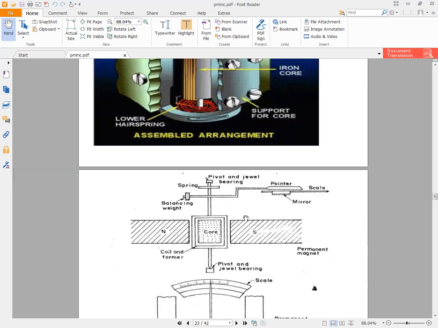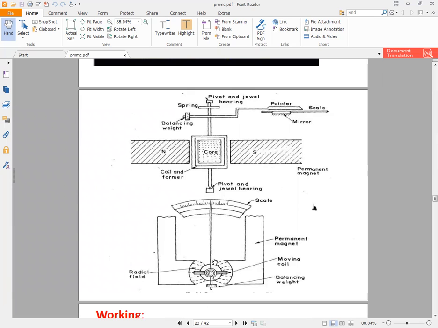The force is exerted on, or experienced by, the conducting material. So in the magnetic field we are placing the coil, which is a conducting material, and therefore in the conductor the force will be exerted. Corresponding to this force, the pointer will get deflected, and it shows the reading on the calibrated scale.